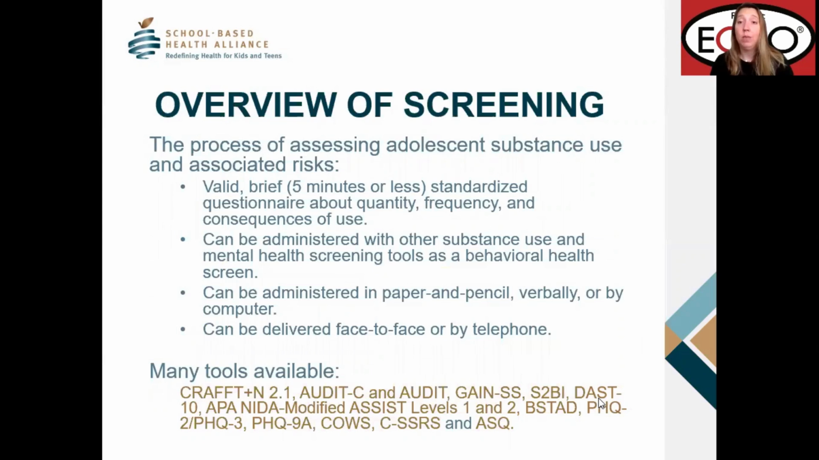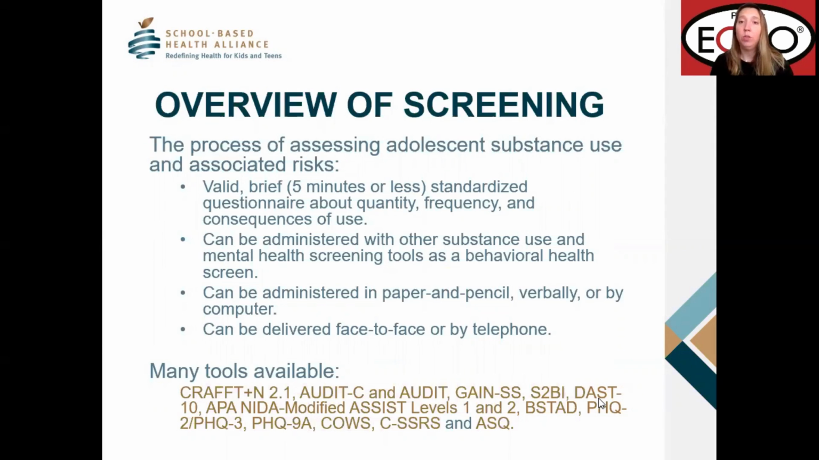Screening should include assessing risk of a broad range of substances. This includes alcohol, tobacco, marijuana, vaping, illegal drugs, and non-medical use of prescription medications. Any amount of substance use, starting with just mere experimentation, is concerning for young people due to the potential health impacts as well as the associated risky behaviors and future drug use.